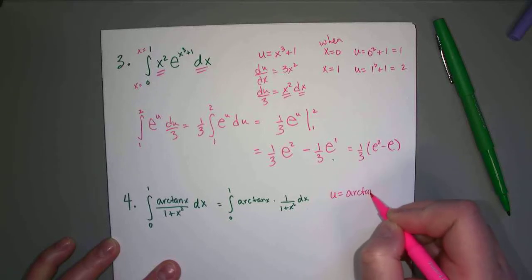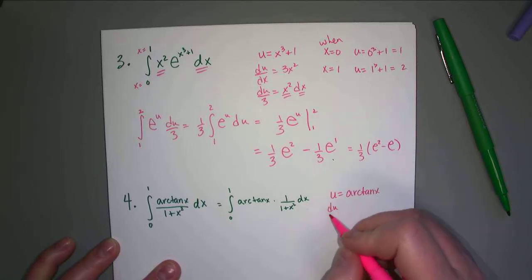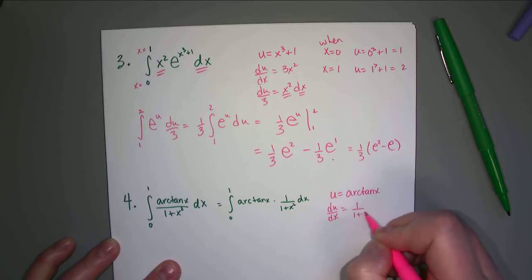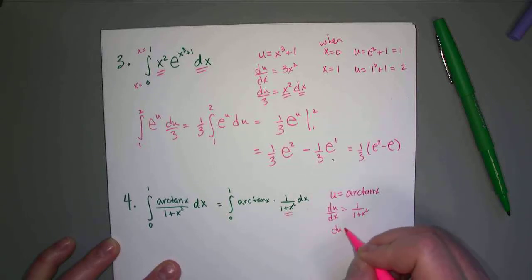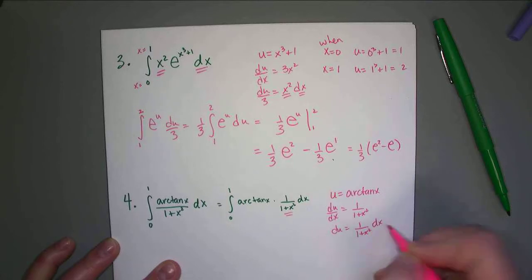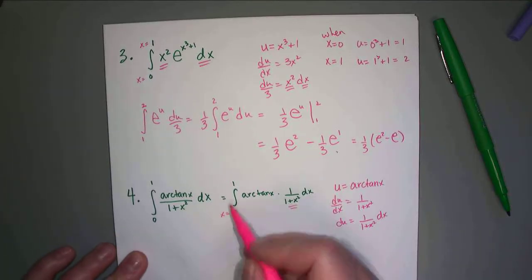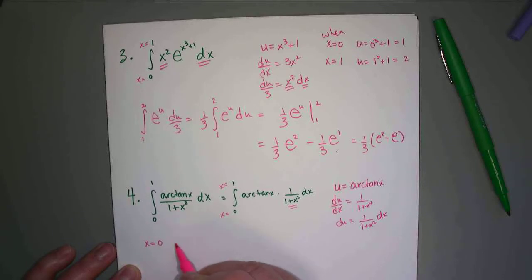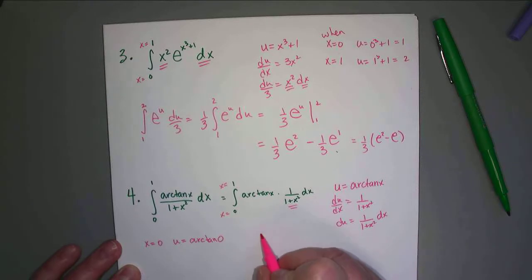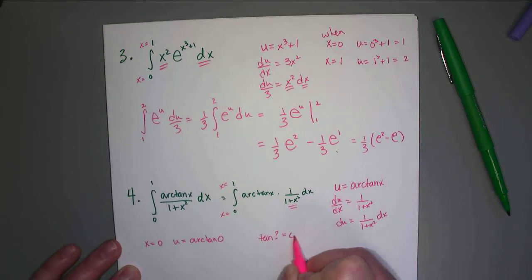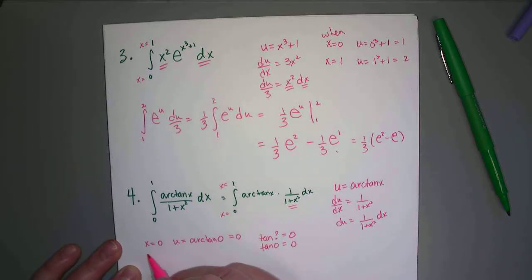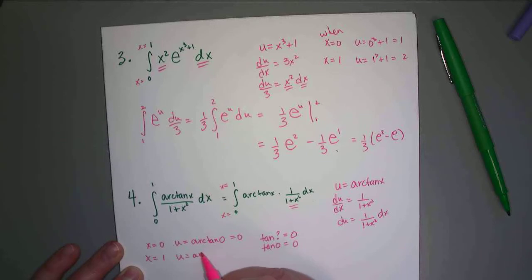So arctan x, the derivative, 1 over 1 plus x squared, which we want. And then we change our limits of integration. These are x values. So x equals 0, u will be arctan of 0. And so that's saying tan of what is equal to 0, and that would be tan of 0. So that stays as 0. X is 1. So we say tan of what is equal to 1, and that would be pi over 4.